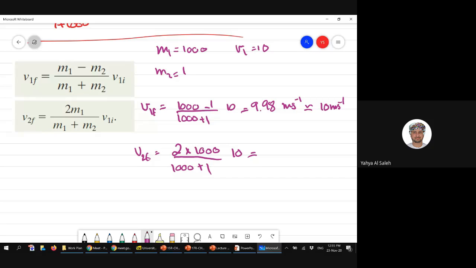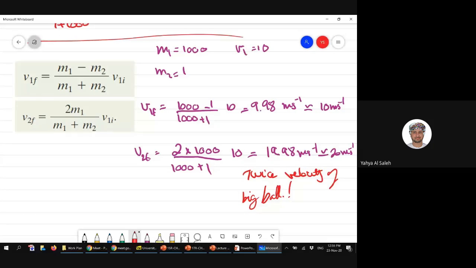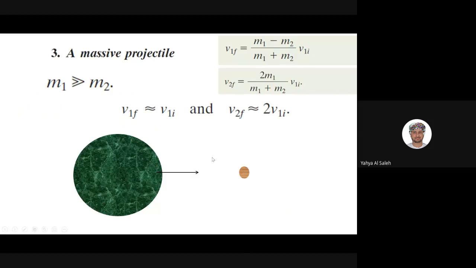$19.98, which is approximately 20, which means this is twice the velocity of the big ball. It's double. And you can imagine this is real, and you know it is real, but you haven't really thought of it in terms of physics before.